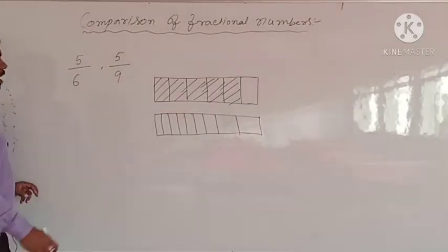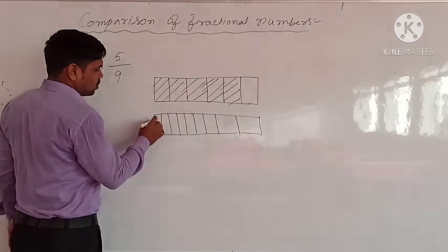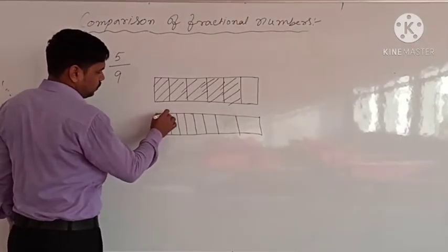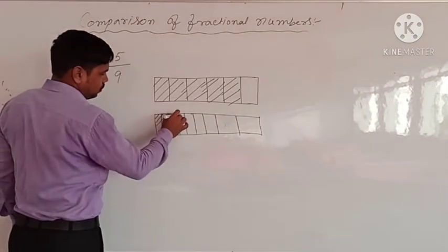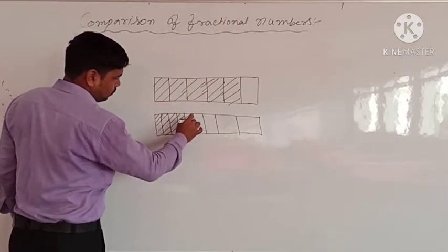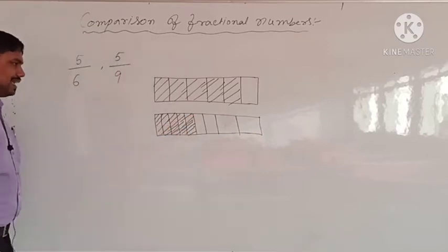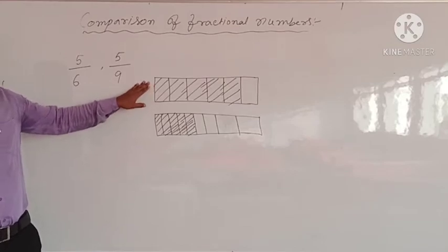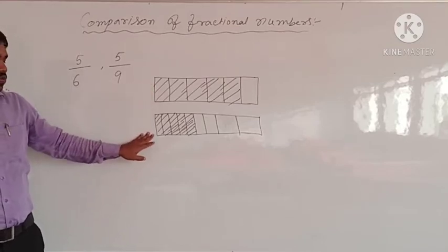So 5 parts we have to now set out of 9 equal distribution. So 5, 1, 2, 3, 4, 5, up to here. So can you see in this case this is greater portions we set, and this is smaller portions set, right?